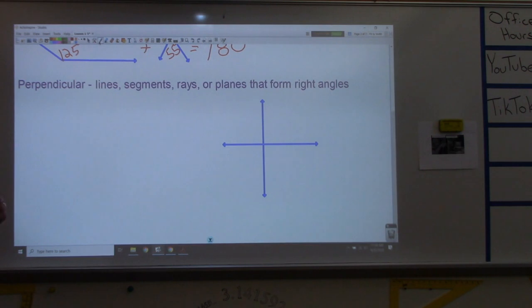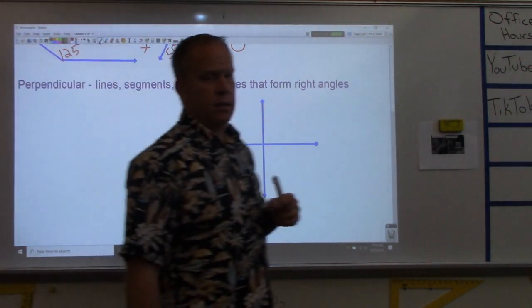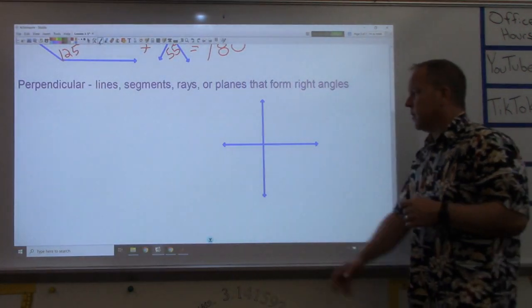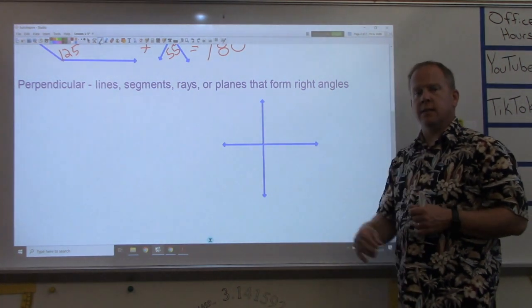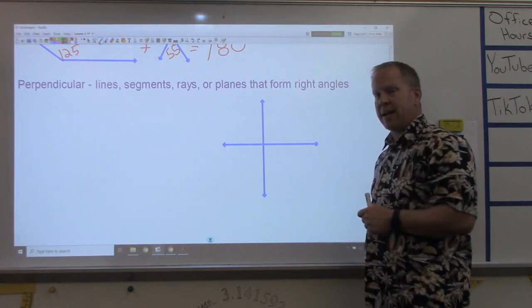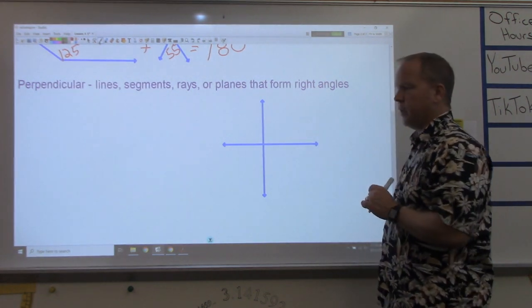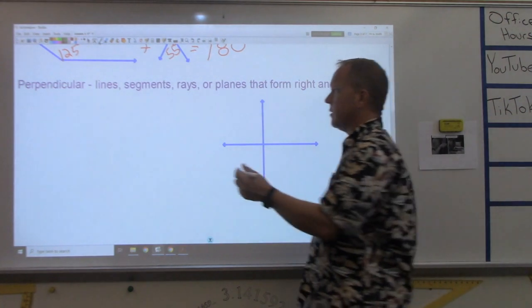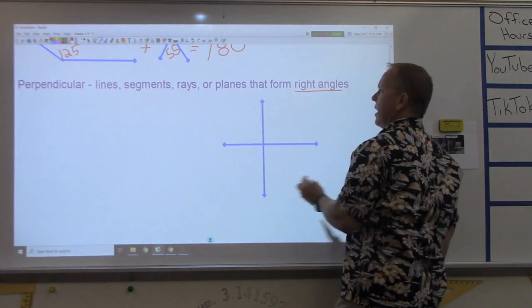Now, previously you might have seen this before when dealing with algebra and you were doing graphing. These look like the x and y axes. The x and y axes are perpendicular to each other. These lines, however, right now, I would not consider these perpendicular. There's one key thing missing. Remember, they have to form right angles.